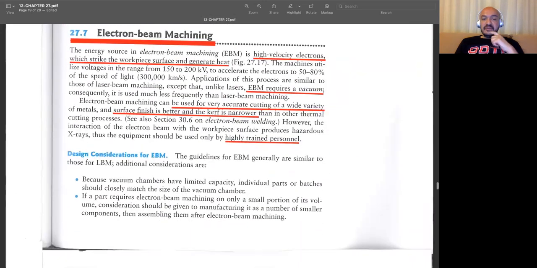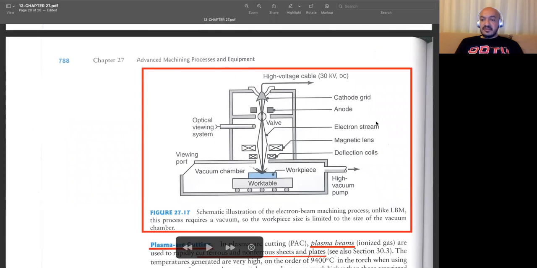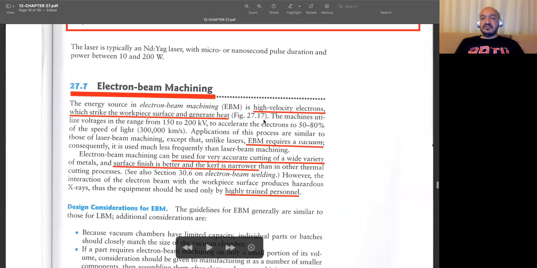Now let's have a look at electron beam machining. As the name implies, this time instead of a laser beam, we are using an electron beam, and it's a typical schematic of a machine. This time we need to use a vacuum chamber. Otherwise, the electrons will generate some sparks, fire. So you should be doing this process in a vacuum chamber. And this time, we remove material with the help of the high kinetic energy of the electrons. The velocity of the electrons is very high, and once they hit the workpiece, they remove material with the help of their energies.